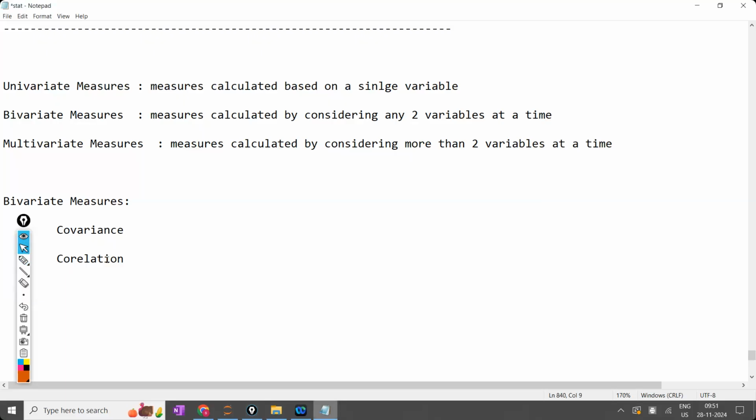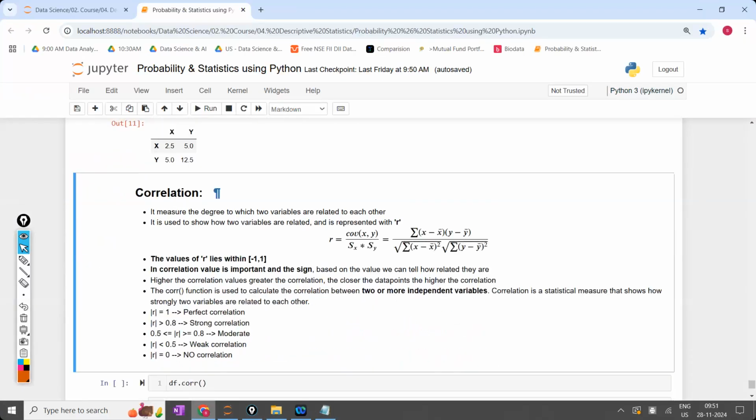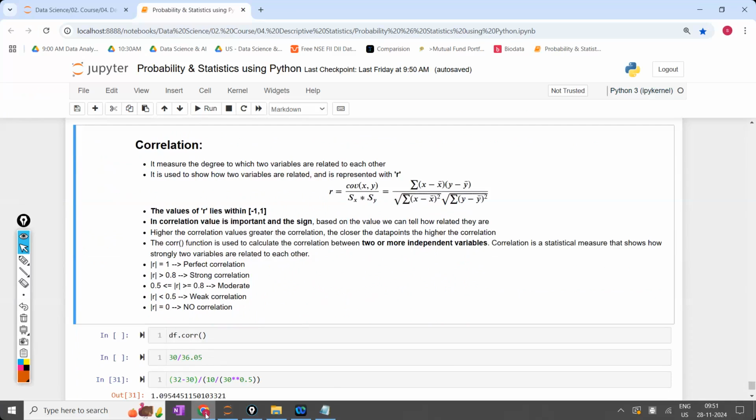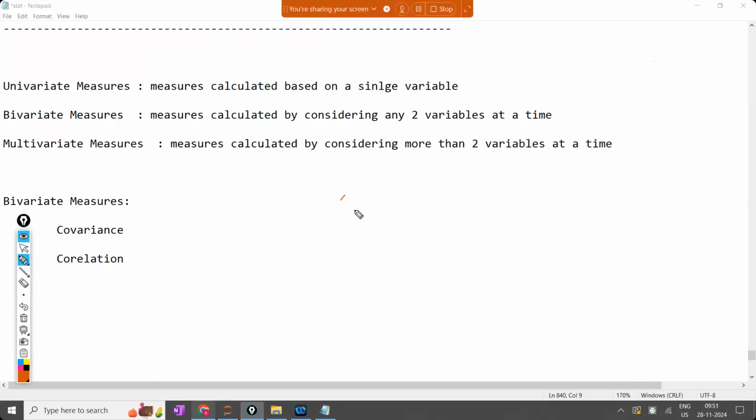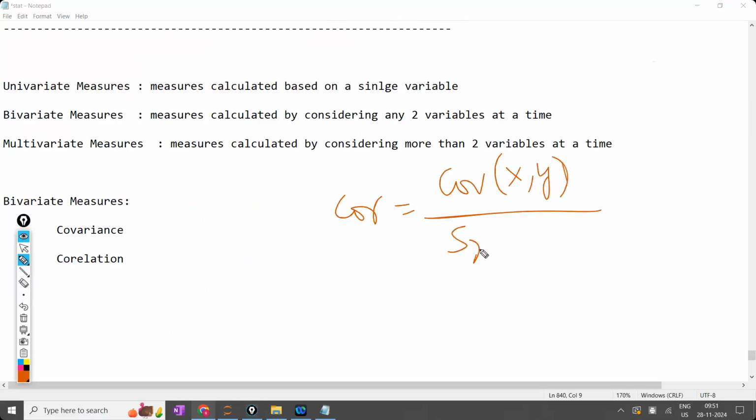Now coming to the next point, called correlation. What is correlation? It is the relation between two variables, how much they are related to each other. The formula of correlation is equal to covariance of x comma y divided by standard deviation of x into standard deviation of y.